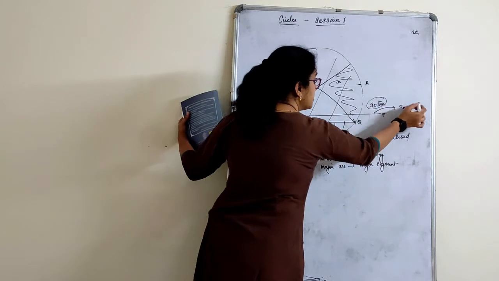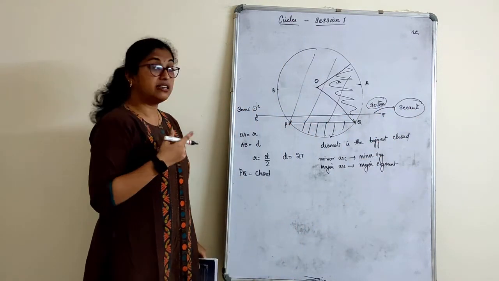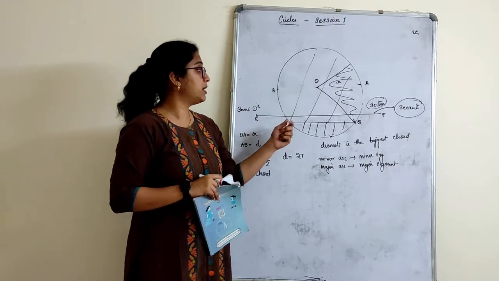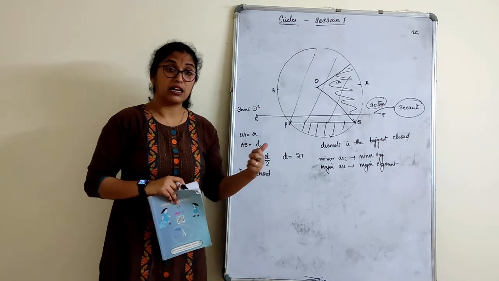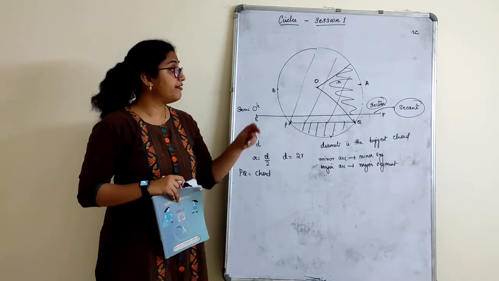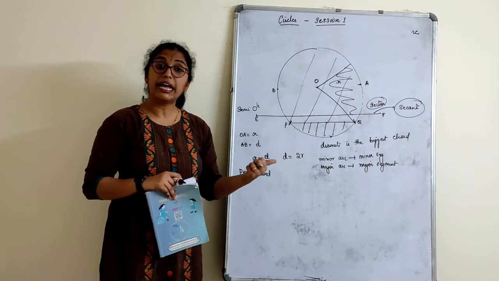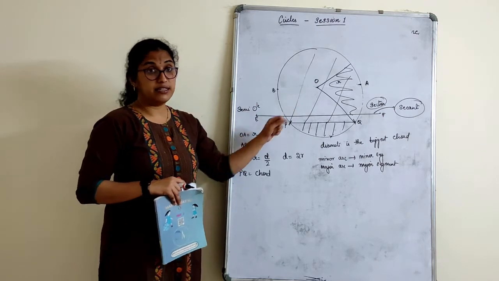So sector and secant, you will study again in your standard 10. Tangent also. Basically all these things are about radius, diameter, major arc, minor arc. Apart from this, we also have angle properties in a circle, chord properties in a circle, and theorems on them. That is what we are going to study about circles in this chapter.